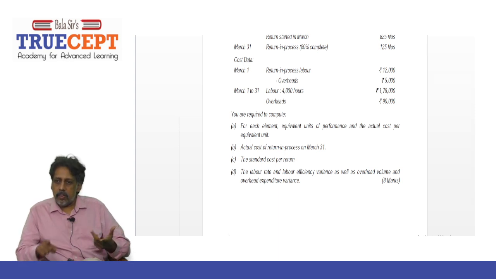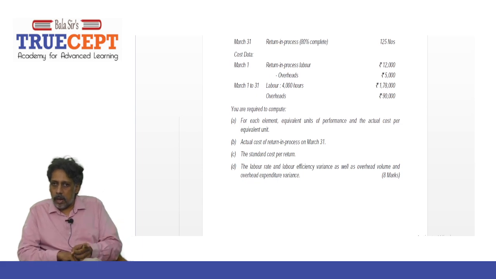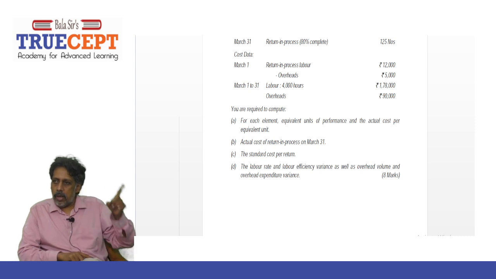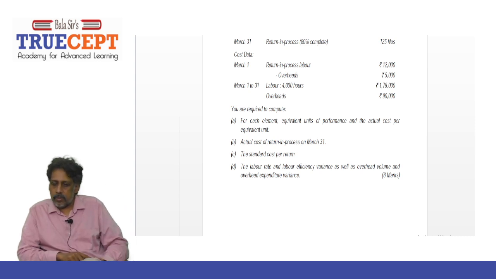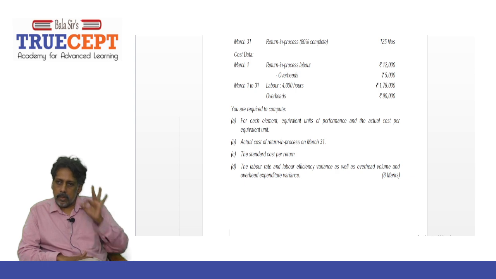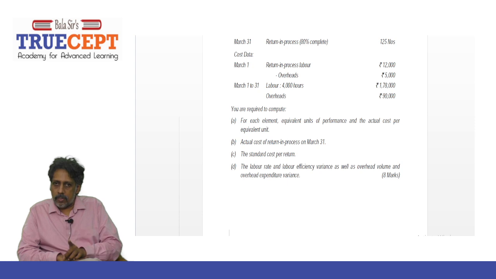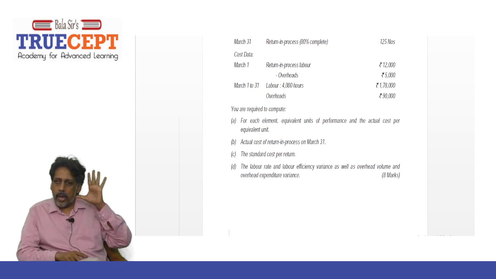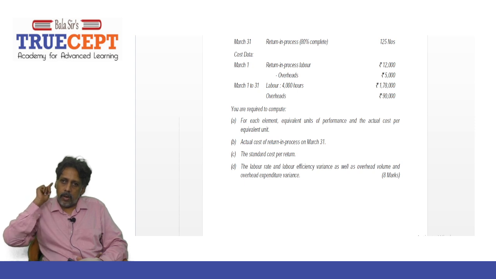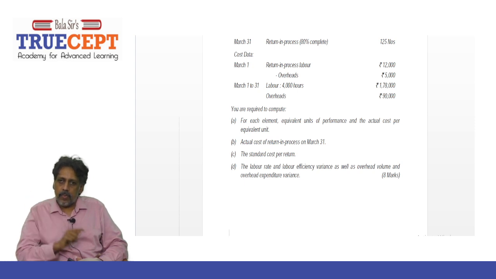Next, B, actual cost of returns in process on March 31st. Basically, you have been asked to value the closing work in progress, or the closing returns in process. Next, C, the standard cost per return. Find the standard cost: 5 hours at rupees 40 per hour, and overheads 5 hours at rupees 20 per hour. Find the standard cost of completing one income tax return and filing. And D, the labor rate and labor efficiency variance, as well as overhead volume and overhead expenditure variance. Okay, so these are the questions asked.